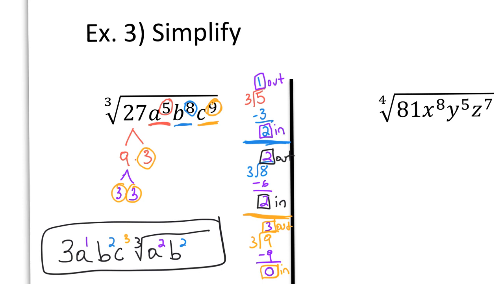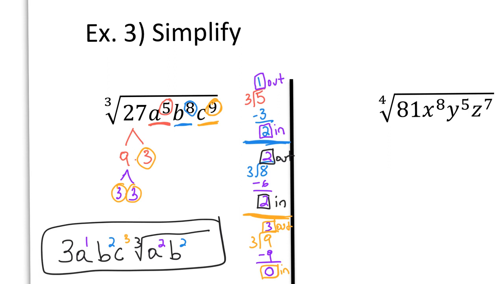Now, let me give you another example, when the exponent is smaller than the root. Imagine if you have a to the 2nd power. 2 is smaller than 3. That means that 3 doesn't go into 2. So all you do is keep the a squared inside of the radical.